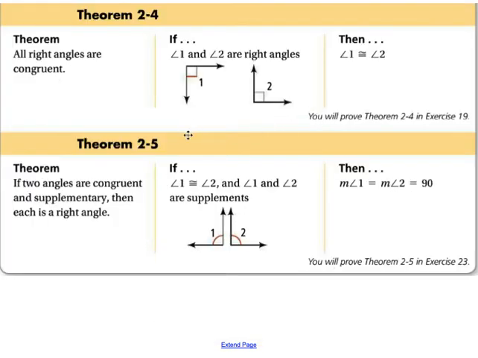Couple other theorems that we're going to be using, I'll just introduce them briefly here. The right angle theorem says that all right angles are congruent. If angle 1 and angle 2 are right angles, then angle 1 is congruent to angle 2. So that's a very short process to go ahead and prove that. And theorem 2.5, if 2 angles are congruent and supplementary, then each one must be a right angle. That says if angle 1 is congruent to angle 2, and angle 1 and angle 2 are supplements, then 1 and 2 must both be 90 degrees or right angles.